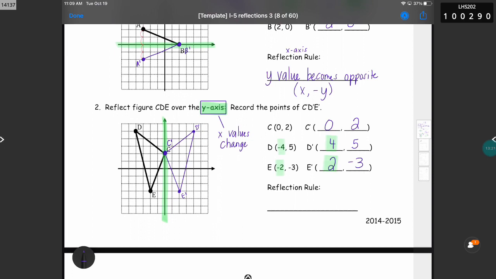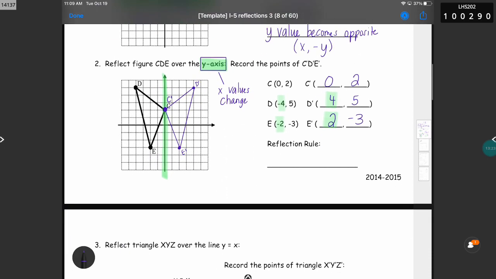All right, the reflection rule. The x value becomes opposite. So this is going to be negative x, positive y, or opposite x, whatever y is. It doesn't have to be positive. Okay? So this is going to be for the y-axis.